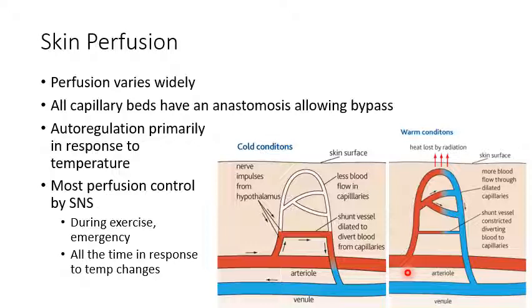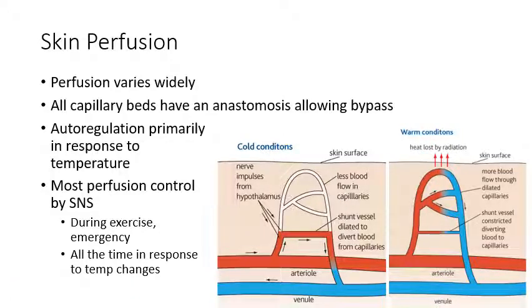The opposite thing happens if it's very warm or hot. That anastomosis is going to constrict in response to autoregulation or sympathetic nervous system control. When it's constricted, you're not going to have very much blood flow through it. That blood is going to start flowing through the capillary bed instead, which is going to take it right up close to the surface of the skin. And then the heat from the blood is going to radiate out to the environment.